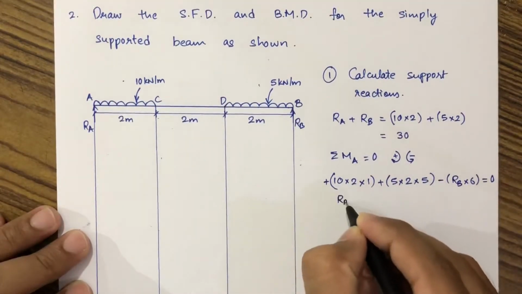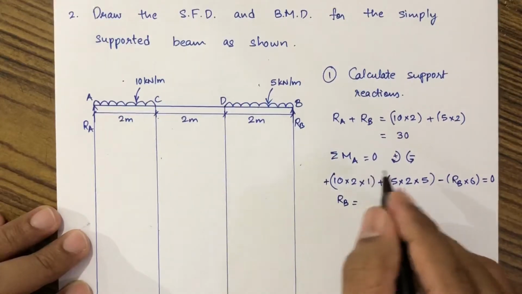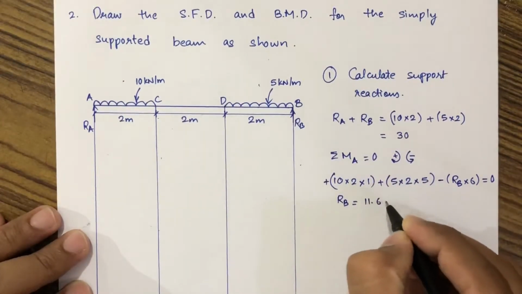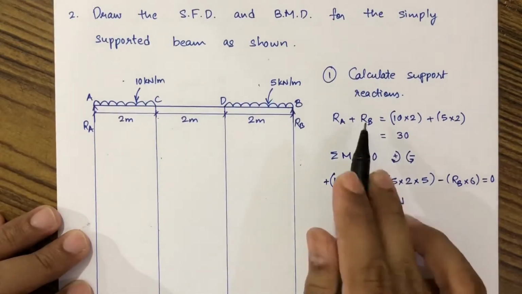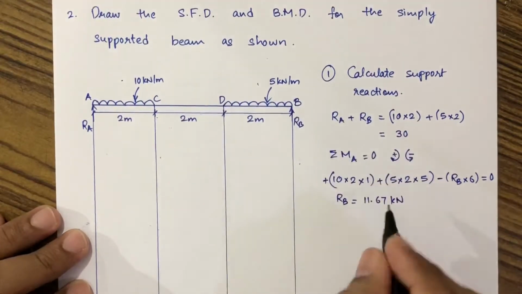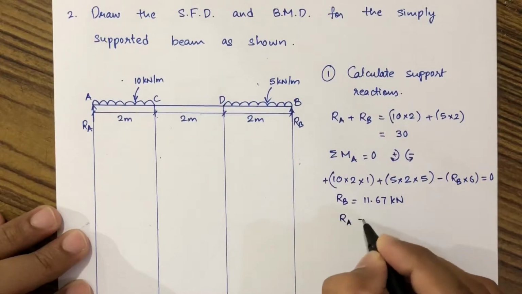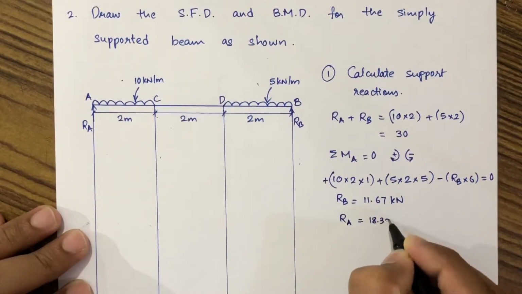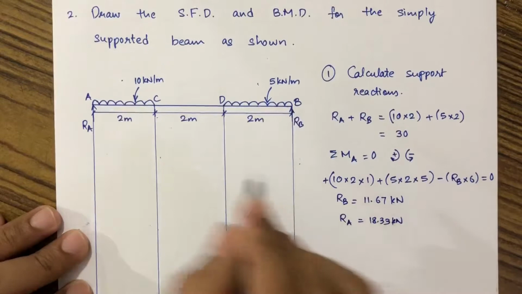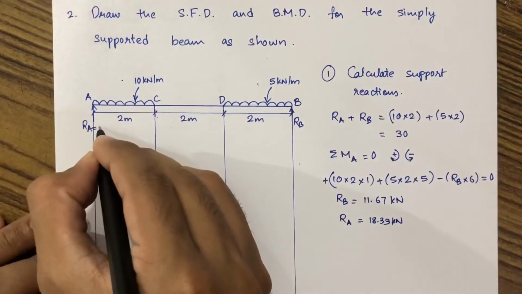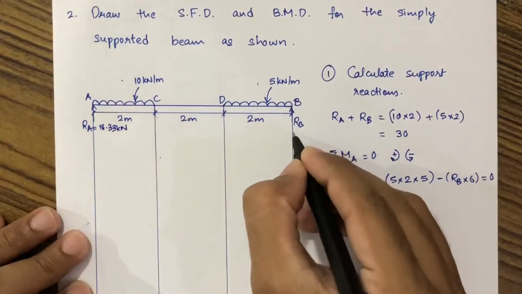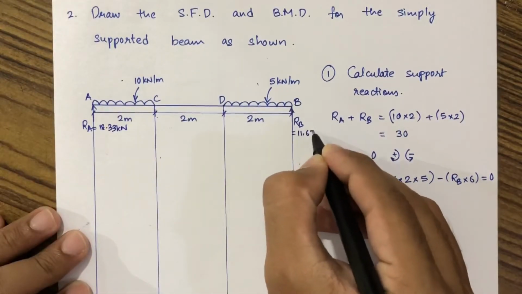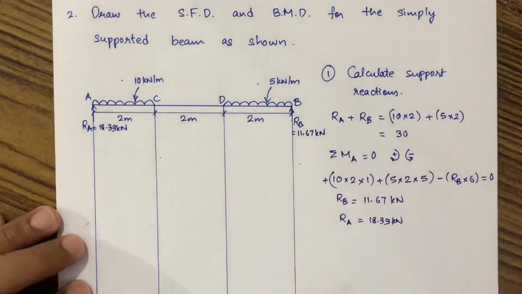So from here we get the value of RB as 11.67 kilonewton, and when we substitute this in this, we will get the value of RA. So RA comes out to 18.33 kilonewton. So this RA is 18.33 kilonewton and RB is 11.67 kilonewton.